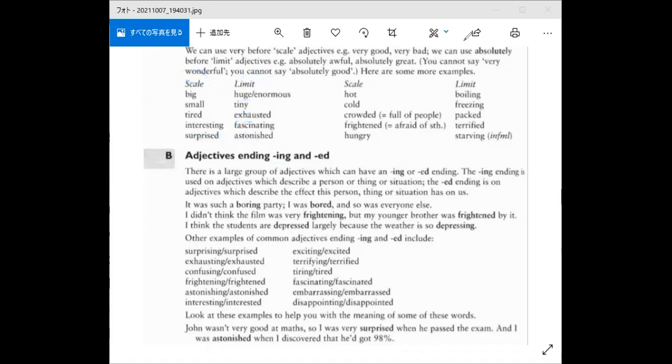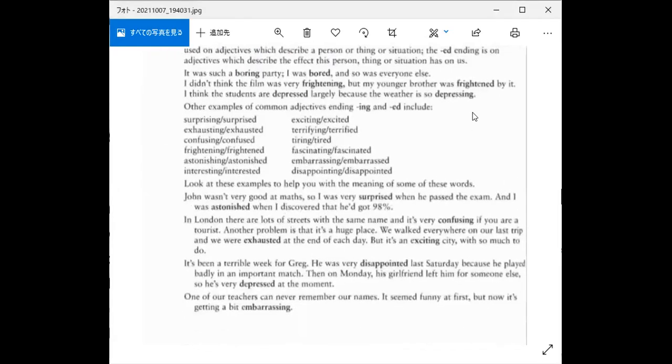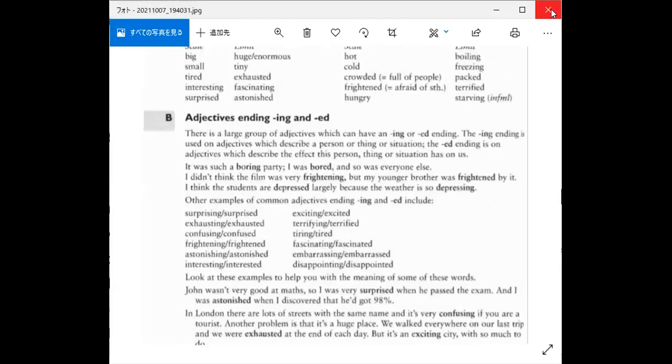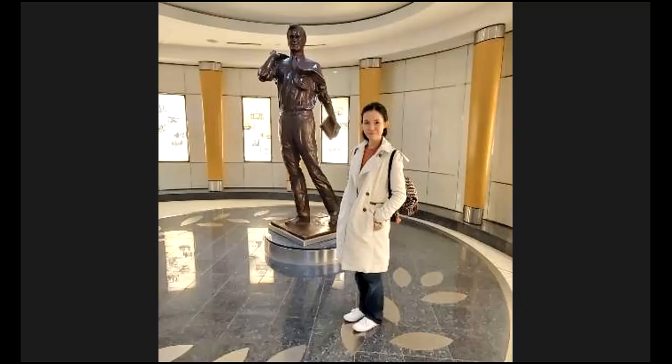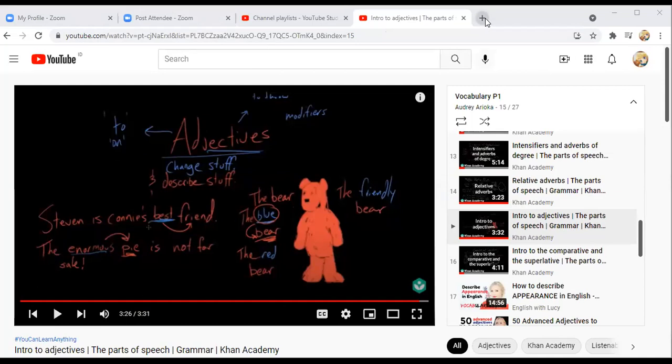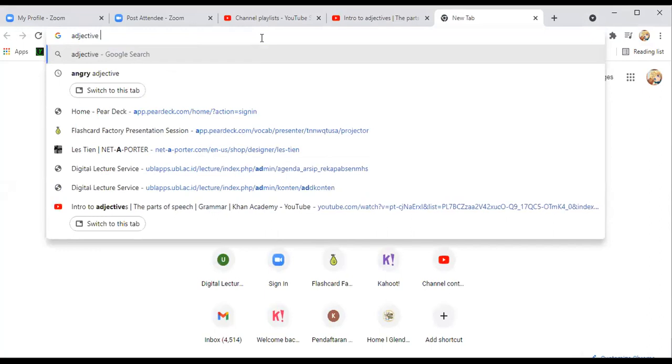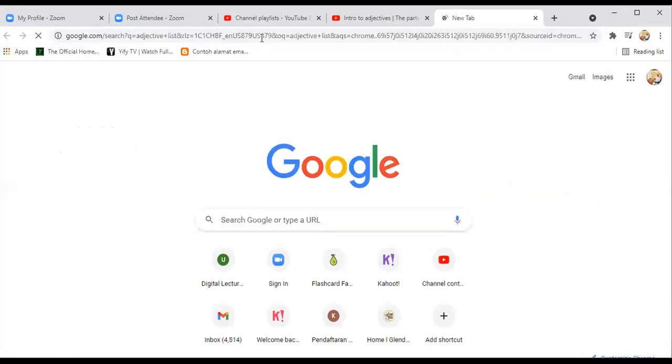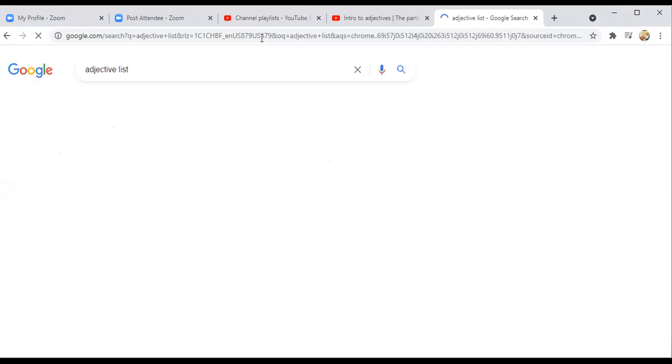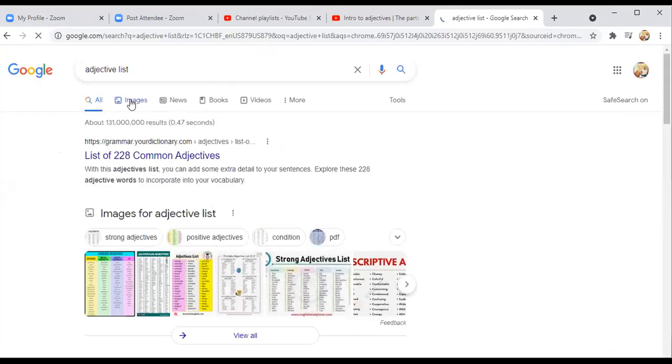Clear drawing. So yeah, let's see the list of adjectives. Adjective list. Let's see, image.